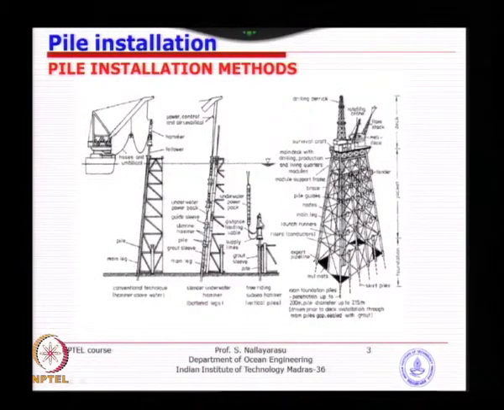And that is why when you install a vertical skirt pile, you will require a minimum diameter of say 2 meters, 2.5 meters. Whereas in these cases you do not have that problem, because anyway you are going to cut the pile into several sections and put them in one by one and drive.